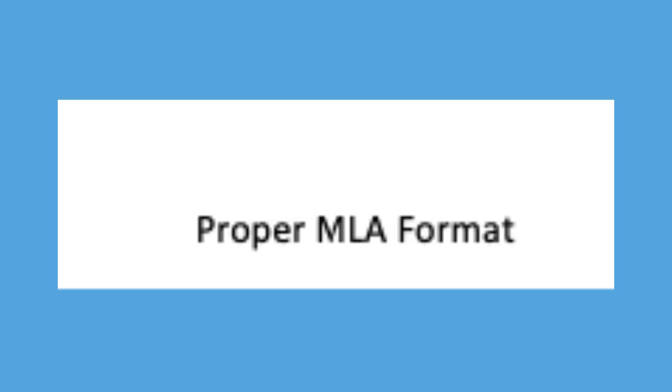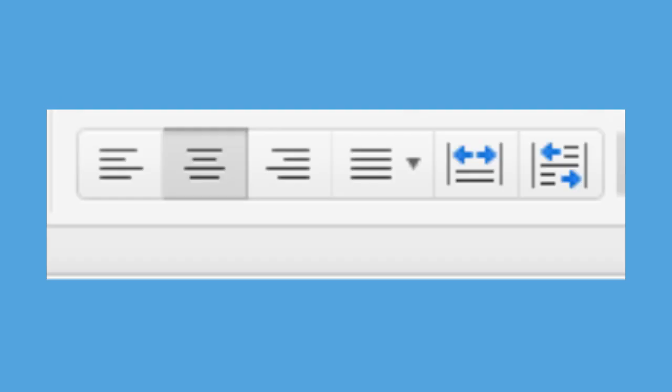Your essay title, in this case proper MLA format, should be centered and directly over the body of your essay. In order to do that, go up to that menu bar and change it from left aligned to center. Make sure you change it back to left aligned as you begin to write your essay.